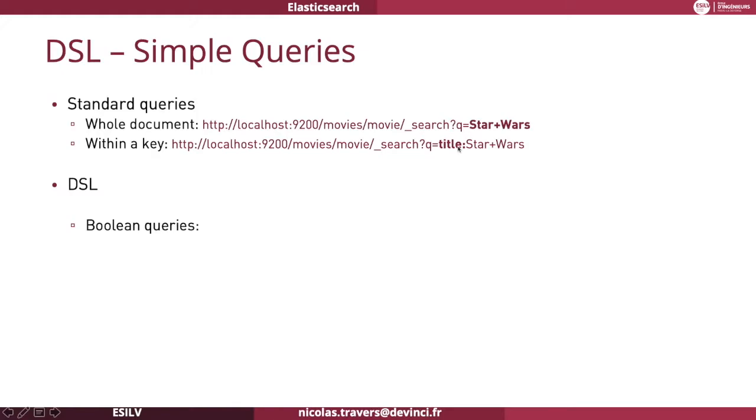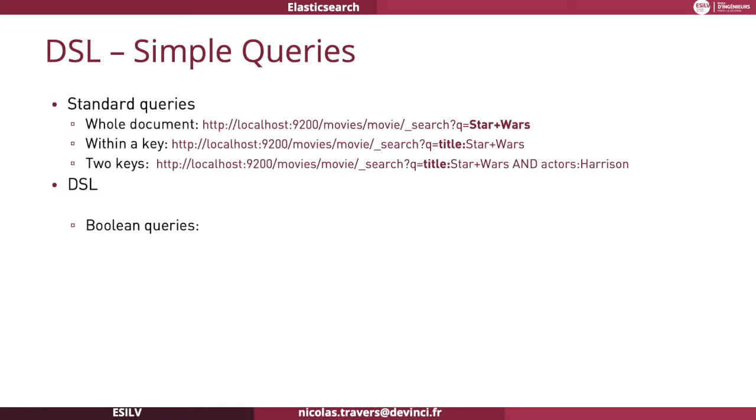So we search Star Wars inside the title, and we can use, for instance, two different keys with the AND that we can find here. So we look to the title Star Wars, and inside the actors we can search for Harrison.